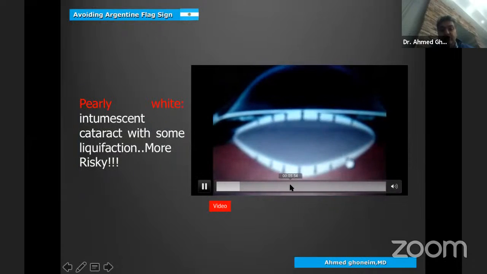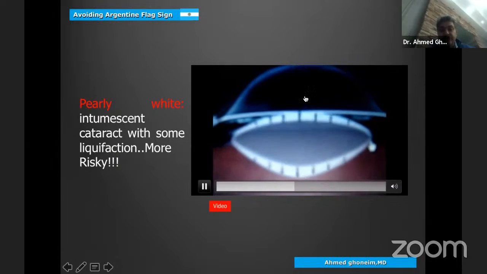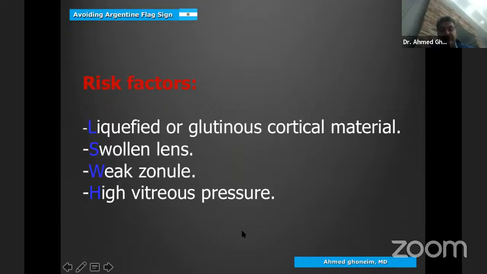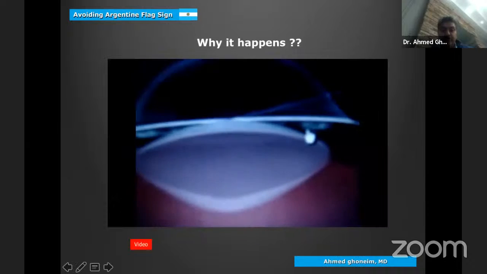If you just puncture the anterior capsule, you'll find that the nucleus is pushing forward. That's exactly what happened. You have a liquefied cortical material, swollen lens, weak zonule, or positive high pressure of the vitreous. So the force comes forward to enlarge your rexis.